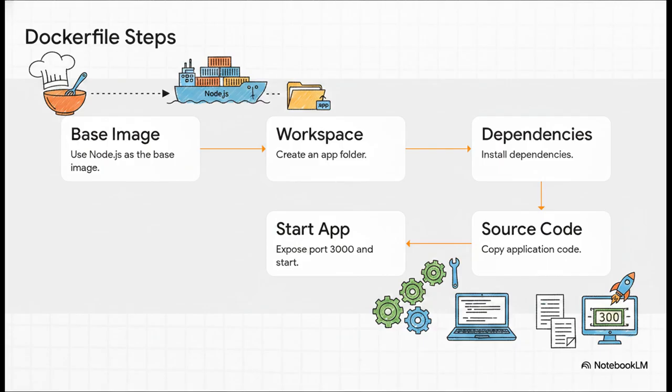Step 3, we install our dependencies. Step 4, we copy over the rest of our application code. And finally, Step 5, we expose port 3000 and tell it the exact command to start the app. When you run a Docker build command on this file, Docker just follows these exact steps to bake your static image.